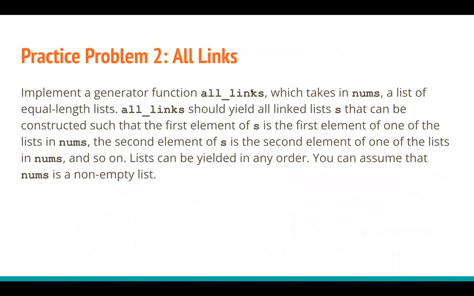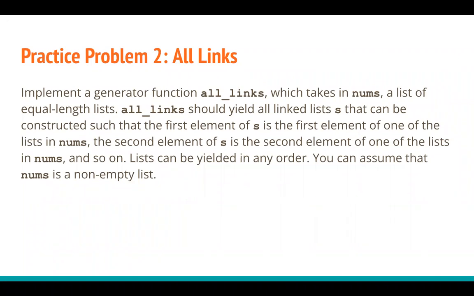This one is a little trickier. All links. So implement a generator function all links, which takes nums, a list of equal length lists. All links should yield all linked lists S that can be constructed such that the first element of S is the first element of one of the lists in nums. The second element of S is the second element of one of the lists in nums, and so on. Lists can be yielded in any order. You can assume that nums is a non-empty list.